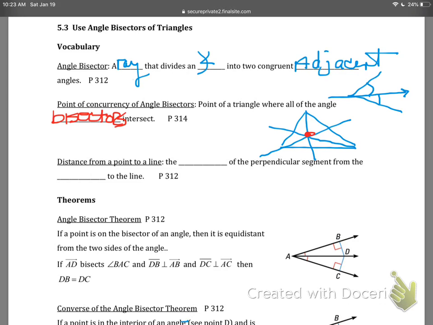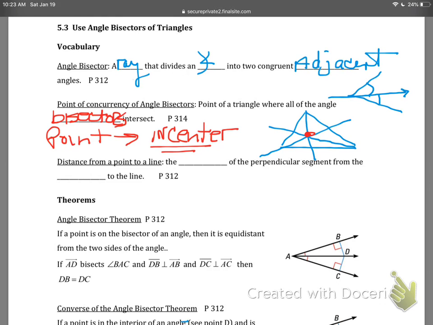So this point is called the incenter. So write that down also in your notes. This point is the incenter. And where is it? It's in the center of the triangle. So it's easy to remember.